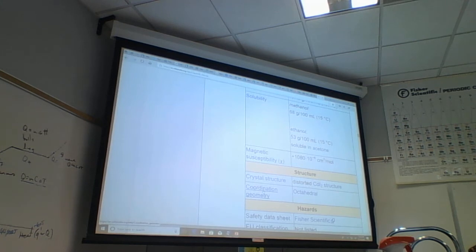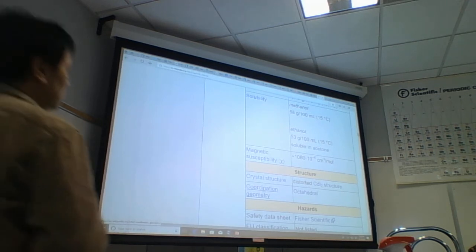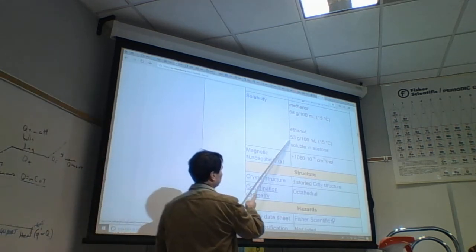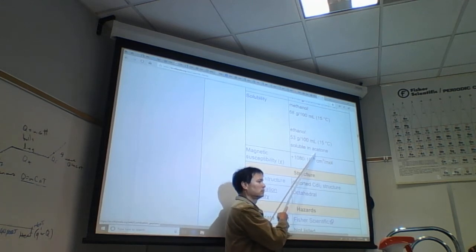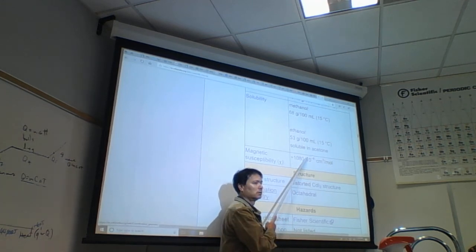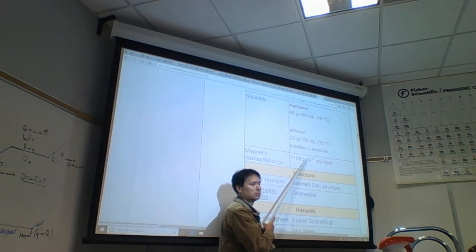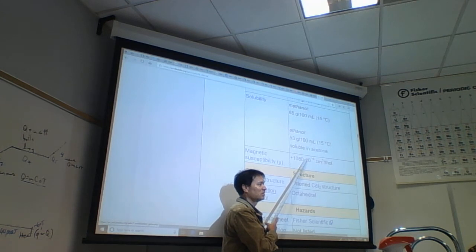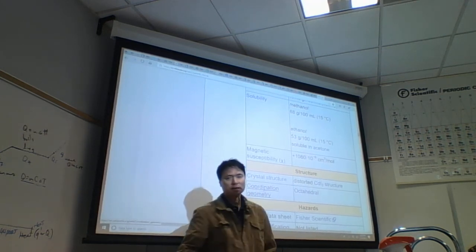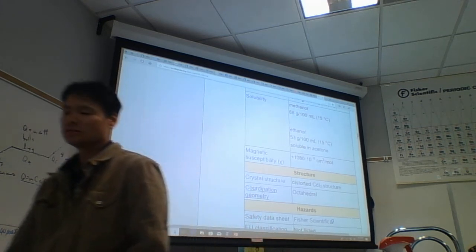So in methanol, it's 68. In ethanol, it's 53. What is it in acetone? What is the solubility in acetone? Looks like it's miscible in acetone. It looks like it's infinitely soluble. It looks like, eventually you're going to have a solid solution.